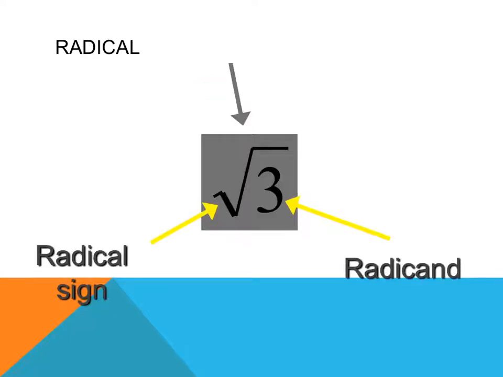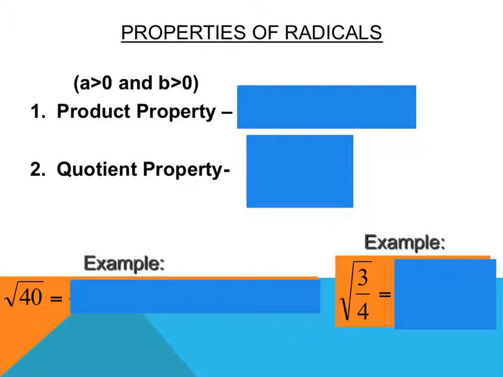Just some terminology to keep in mind. A radical is any kind of root bar, and the number on the inside is the radicand, and the radical sign would be your root bar. That could be a square root, which you see here, or a cube root, or a fourth root, and so forth. Okay, so a couple of properties to keep in mind as we're doing radical stuff.